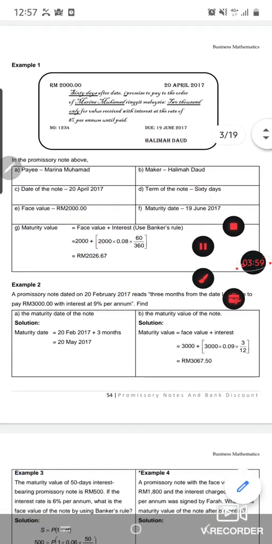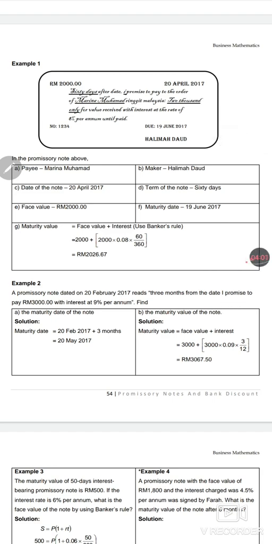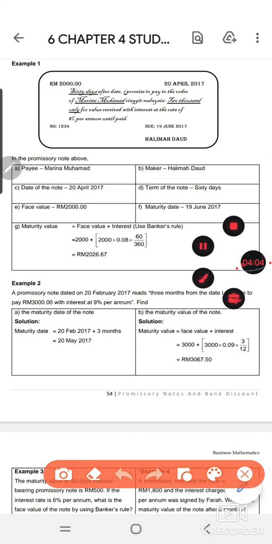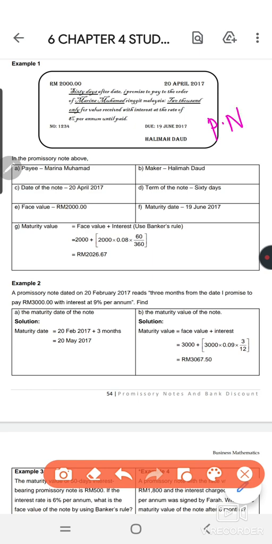We can see the example here. Okay, for example 1. Yang ni contoh untuk promissory notes ataupun nota perjanjian. So awak boleh tengok kat sini. First kita tengok dulu yang ni. Dia ada sebelah kiri ni 20 April 2017. 20 April 2017 adalah date of the note. Kalau tengok kat sini, we have 2000. 2000 is face value. Tadi 20 April, this one is date of the note.